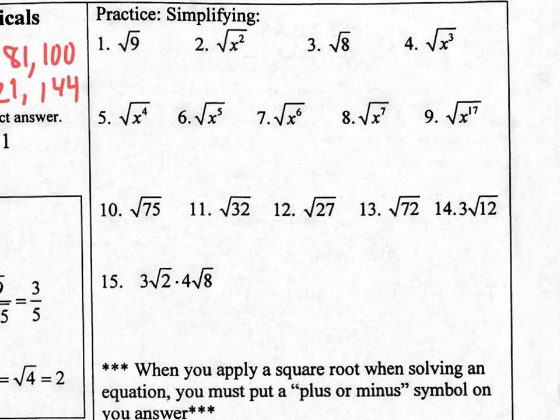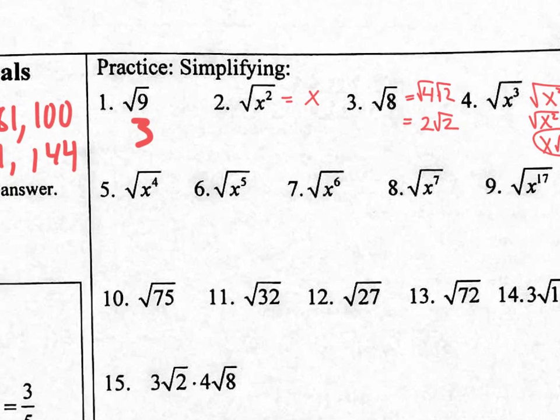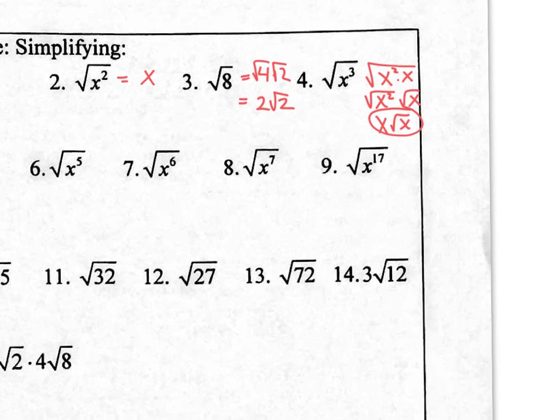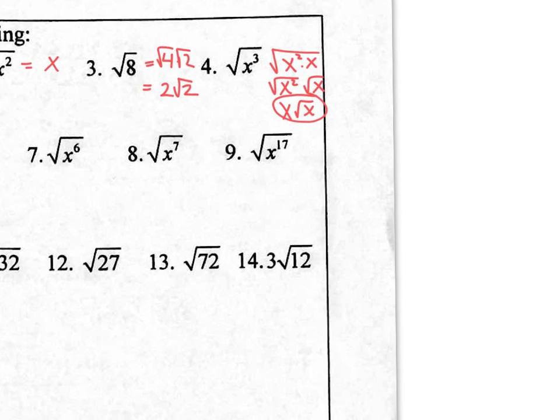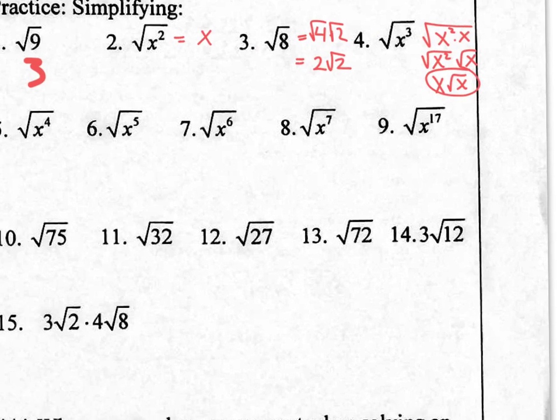So let's practice simplifying. I'm going to give you guys a couple of minutes here, and I'll just put the answers up. All right, for the sake of time, number 1, the answer is 3. Number 2, the answer is x. Number 3, you break it down to 4 times 2. You end up with 2 square root of 2. Number 4, we just did number 4. Pick one.